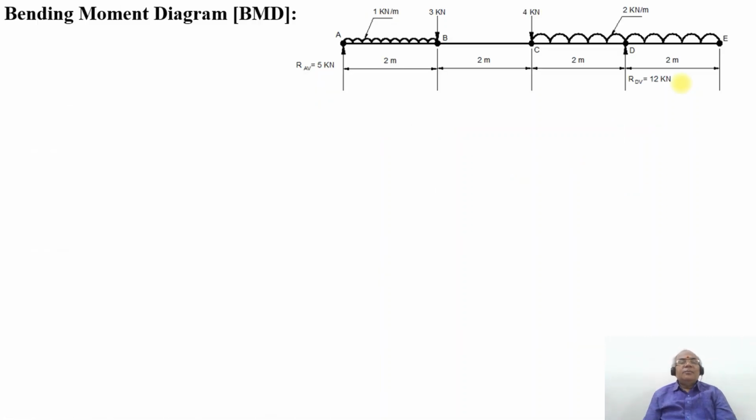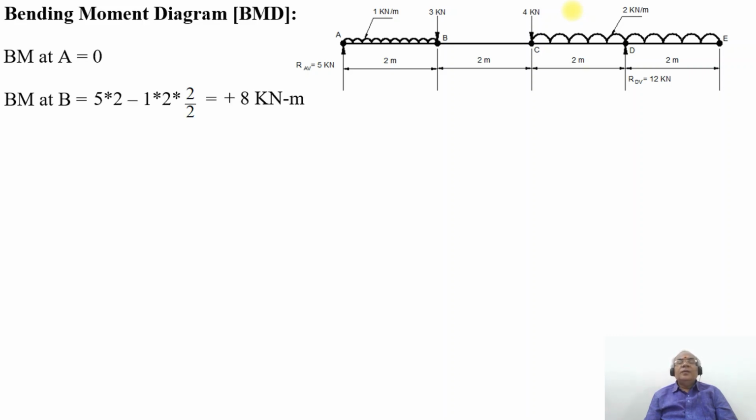Now we will consider the bending moment diagram. So BM at A will be equal to 0. Then BM at B will be equal to plus 5 into 2 minus 1 into 2 into 2 by 2. So that will be equal to plus 8 kilonewton meter.